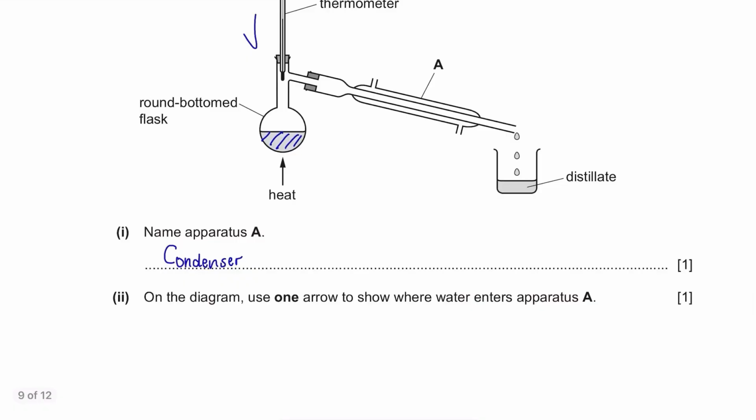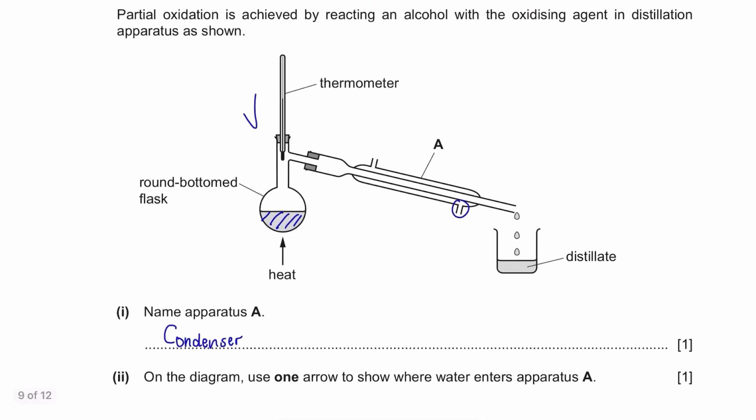On the diagram, use one arrow to show where water enters apparatus A. Water always enters from the lower inlet, so the arrow should be here.